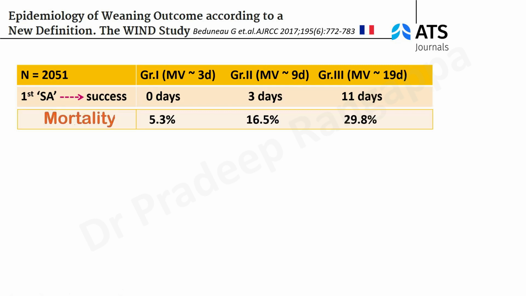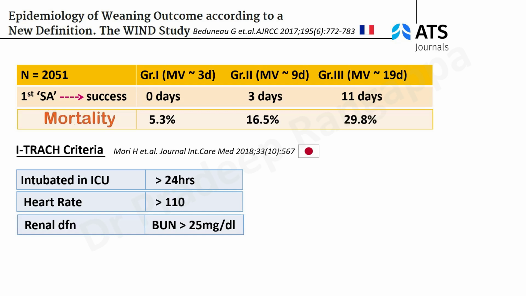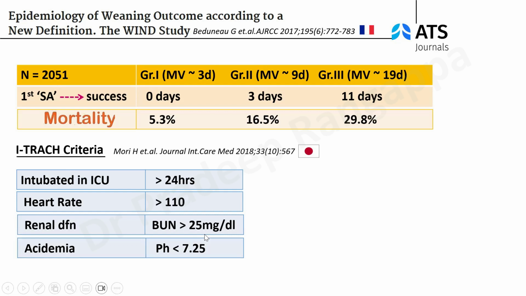Then there was another Japanese study which came up with the ITRAC criteria. They looked at the predictors of weaning failure. They showed that if the patient is intubated in ICU for more than 24 hours, has a heart rate of more than 110, or has renal dysfunction with blood urea more than 25 milligrams, and the patient has acidemia, pH less than 7. So acidemia is an important factor which has been emphasized. All the trainees can look into acidosis as one of the indicators for weaning failure.